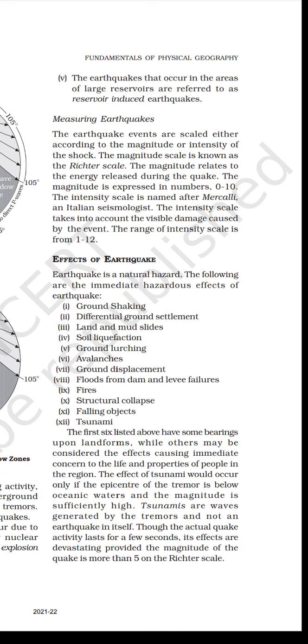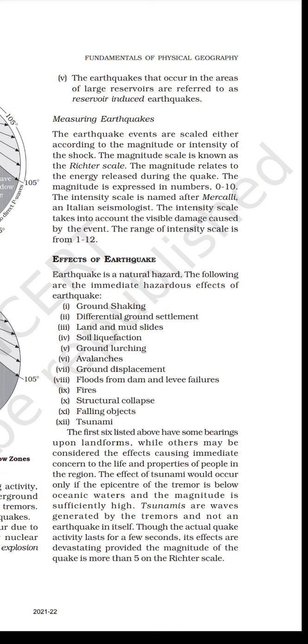Measuring earthquakes. The earthquake events are scaled either according to the magnitude or intensity of the shock. The magnitude scale is known as the Richter scale. The magnitude relates to the energy released during the quake. The magnitude is expressed in numbers 0 to 10. The intensity scale is named after Mercalli, an Italian seismologist. The intensity scale takes into account the visible damage caused by the event. The range of intensity scale is from 1 to 12.